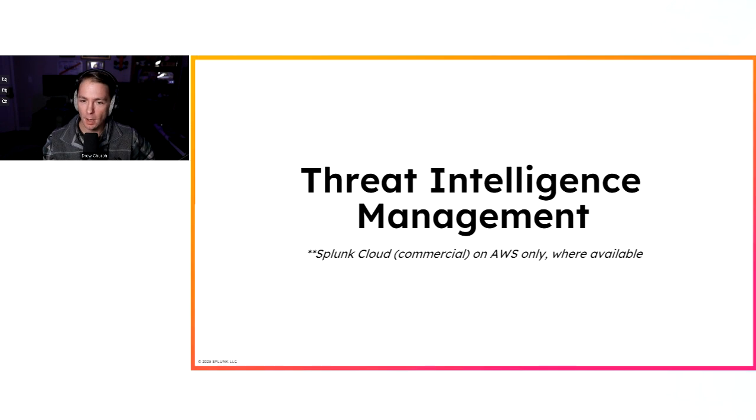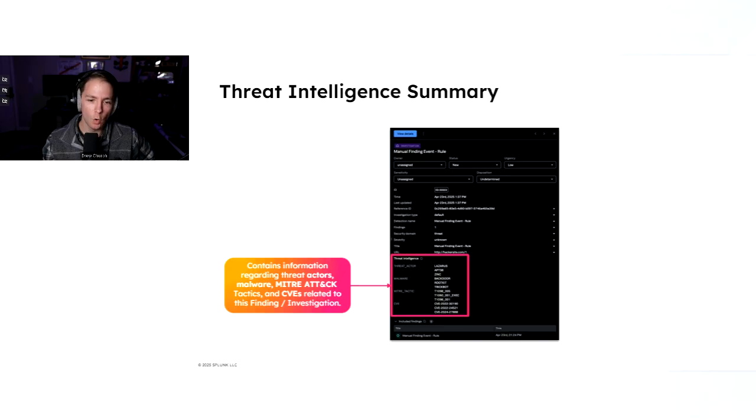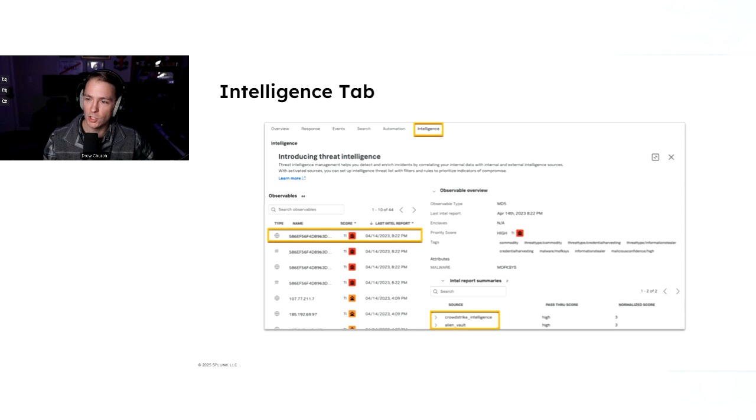Let's talk a little bit about Threat Intelligence Management, or TIM. In the side panel that comes up from findings and investigations, when you are a cloud customer with TIM operating on your cloud stack, you're going to see things like threat actors, malware, MITRE ATT&CK TTPs, as well as CVEs about the finding or investigation. There's this metadata that are marked as observables, and you're able to see at a glance what's associated there.